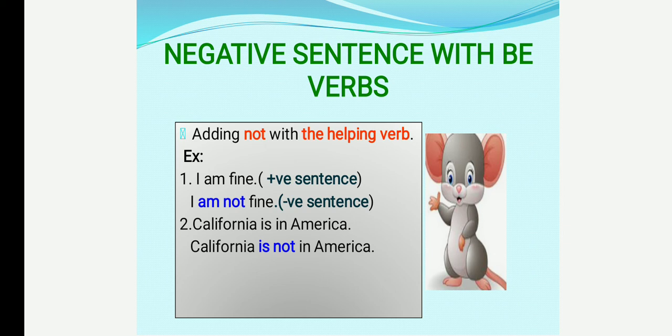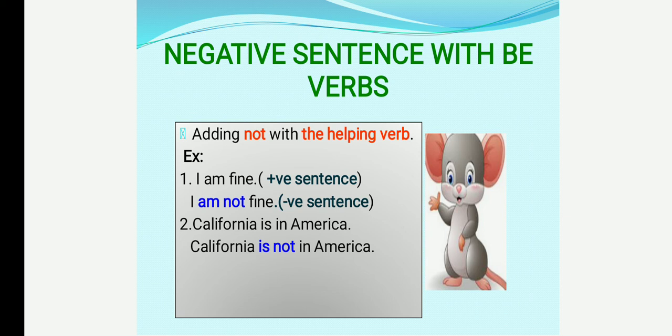Here, I have given one more slide in order to explain that sometimes we don't have the main verb. Instead of that, we have be verbs. How will you convert that be verbs into a negative form? So this slide is going to speak about making a negative sentence with be verbs. So here too we are going to add only the negative word not along with the helping verb. Let us see the example.